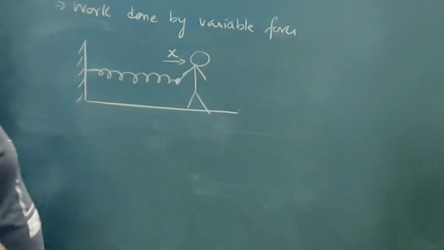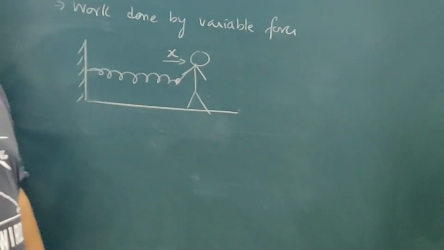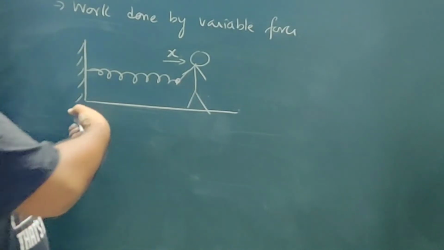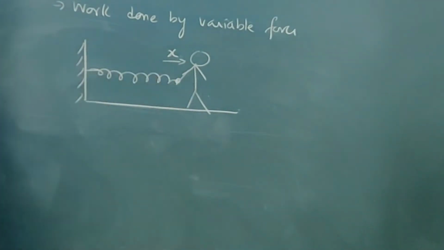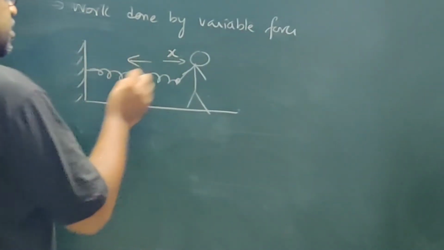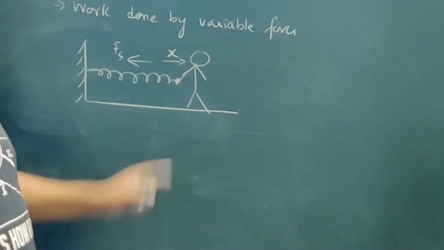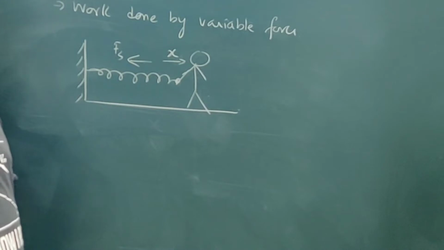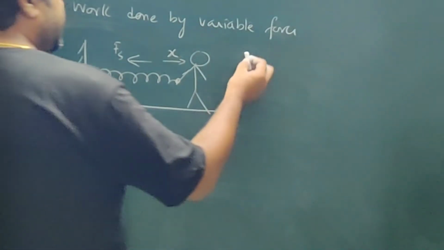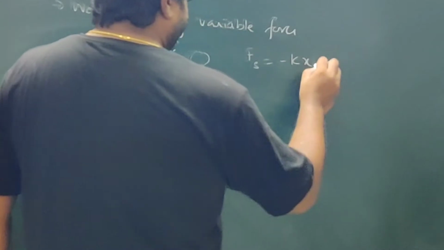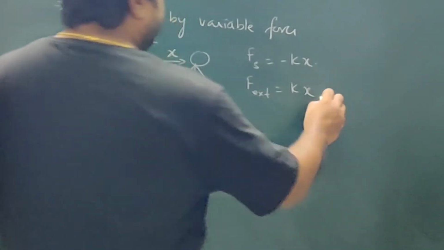Now see here, as you pull the spring, initially you don't have to apply much force, but as the elongation increases, this force also increases, because the spring force also increases. When you are pulling the spring, there is a spring force, and you are applying an external force in this direction. So the force which you are exerting on the spring is a variable force. We know the spring force is equal to minus kx, so the external force is equal to kx.